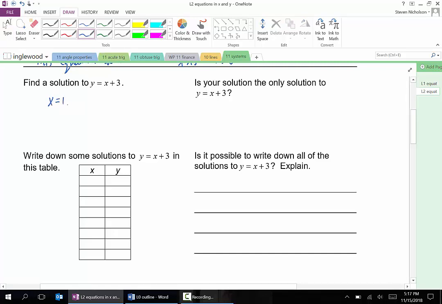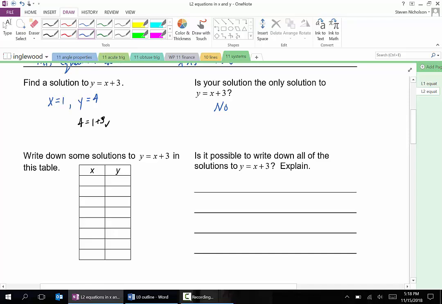And I think probably one of them that you might come up with is when x is equal to 1, y is equal to 4. So 4 is equal to 1 plus 3. That's true. But is your solution the only solution to y equals x plus 3? And I hope you say no, especially if you picked a different one than me.